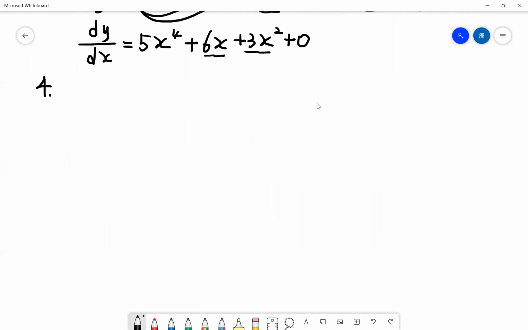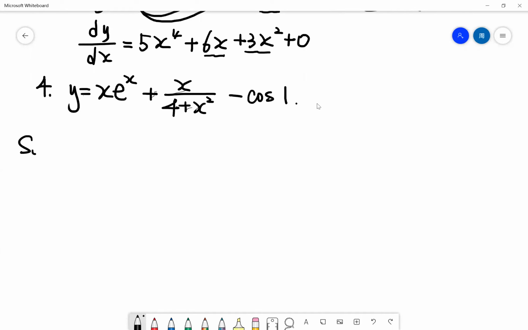Number 4 here, the function is y equals x times e power x plus x by 4 plus x squared minus cosine 1. And most students made mistakes on this question. So also if we want to find dy by dx, we should differentiate the function part by part. So here are 3 parts, right? So we differentiate part by part.